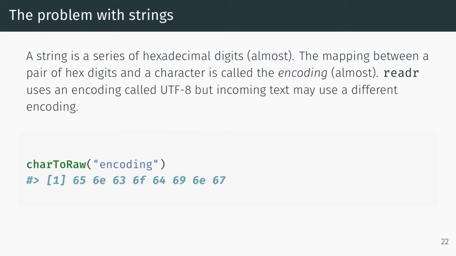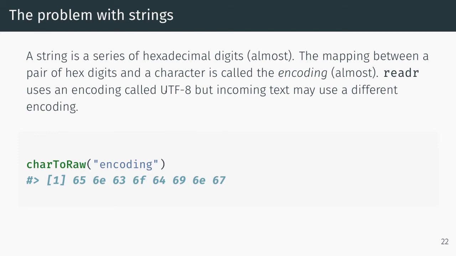Now, a string is more or less a series of hexadecimal digits, and we're going to treat it as if it were a series of hexadecimal digits. If you read up on Unicode, you'll find that it's a little bit more complicated than that, but we're going to ignore that complexity here. We can afford to, for the most part. The mapping between a pair of hex digits and a character is called the encoding. So here's the actual word encoding changed to its raw format, so it's pairs of hexadecimal digits.